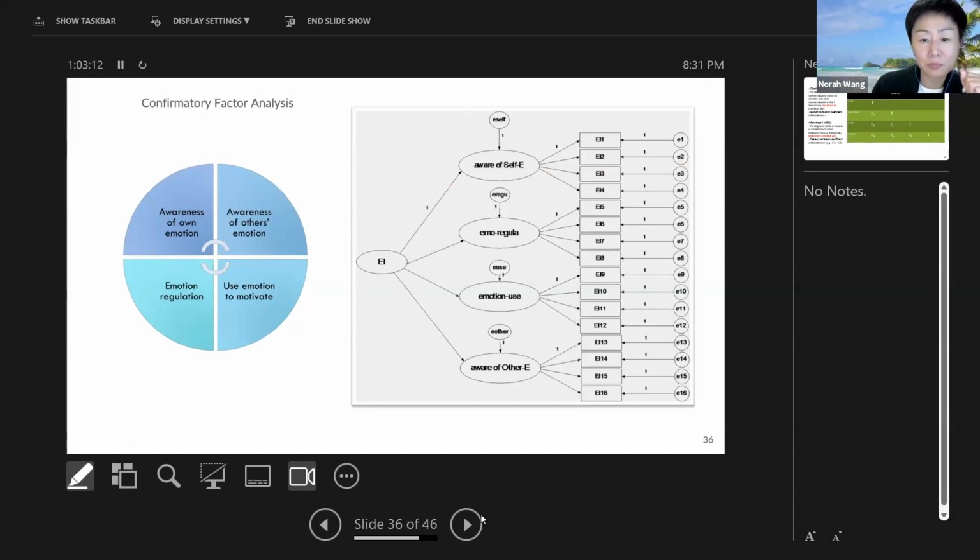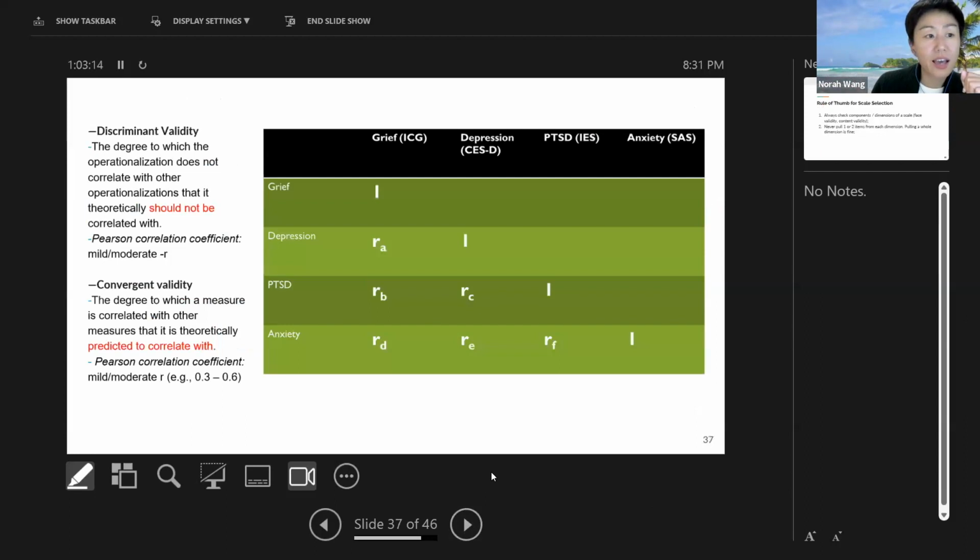Okay. I see that I'm being reminded, so I will go very quickly. Give me 5 minutes and I will finish. Thank you very much. I will skip discriminant and convergent validity, because this is more specialized, and if you are really into that, you can read about it.